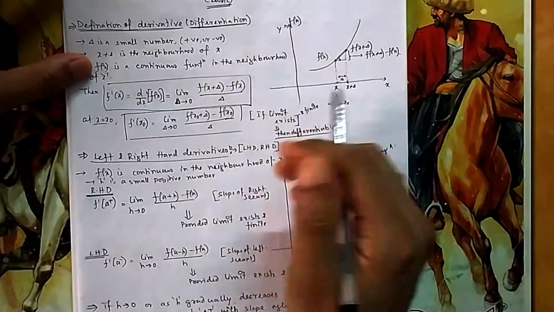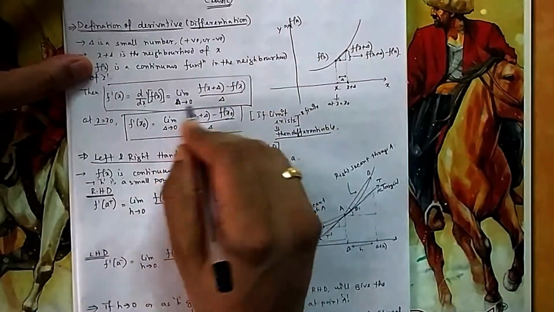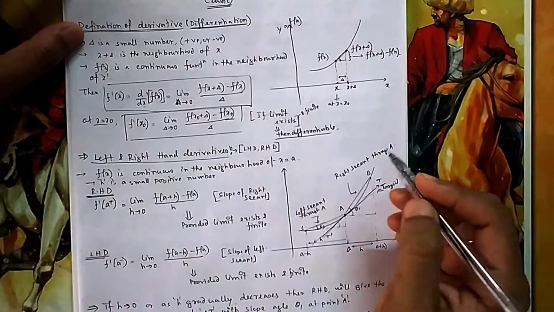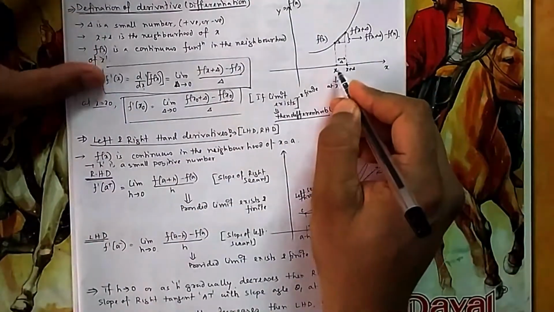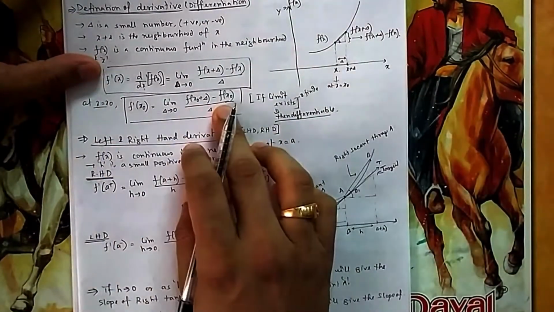So that is the rate of change of one variable with respect to another variable. You are changing x, that's why it is differentiation with respect to x. So that is the idea. Now if you are going to a very specific x equal to x0, the definition becomes this.